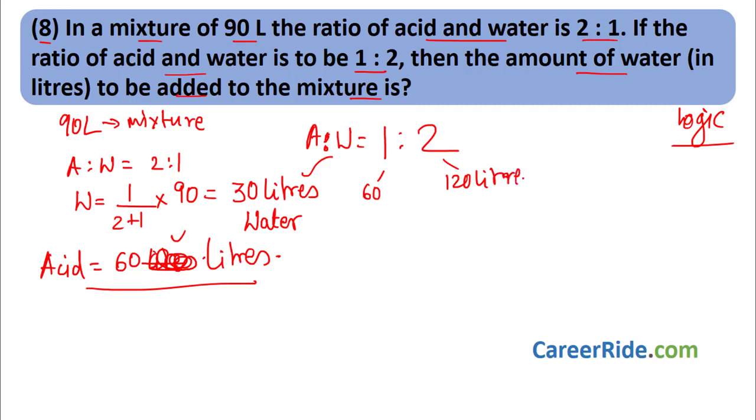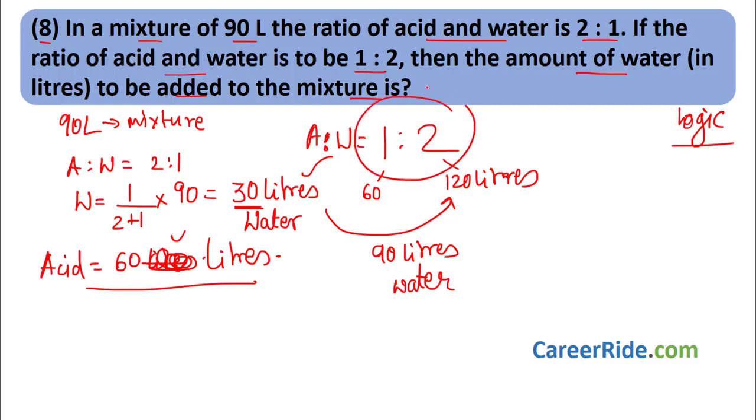Right now we have only 30 liters of water. We have to make it 120 liters. How to make it 120 liters? Just add 90 liters more water, right? 90 liters of water. When we add it, 90 plus 30 is 120. When we add 90 liters of water, we will get 120 liters of water, and the acid would be 60 liters. So the ratio automatically would become 1:2. So our answer is 90 liters water.